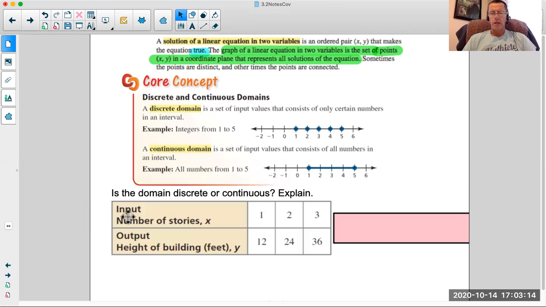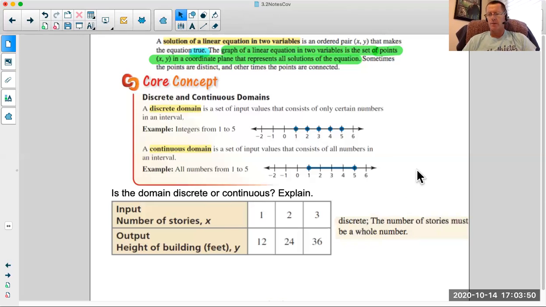Okay. So looking here at this chart, here are your inputs, here are your outputs: number of stories, height of a building. Is this domain discrete or continuous? Well, it's listed out here: 1, 2, and 3. Which one does it look like? Yeah, it looks like just this one, right? Think about it this way: can a building have half a story? No, it might have a shorter story or one with a smaller roof or a smaller height, but you don't have half a story in a building, right? So that answers that one. Yeah, it would be discrete, right? The number of stories must be a whole number. All right, good.